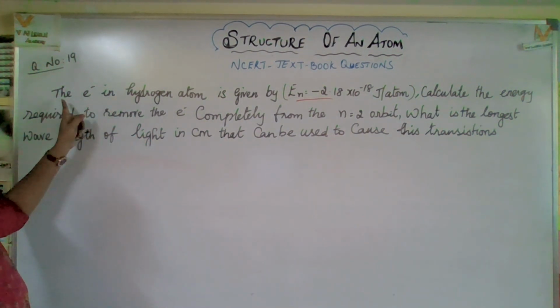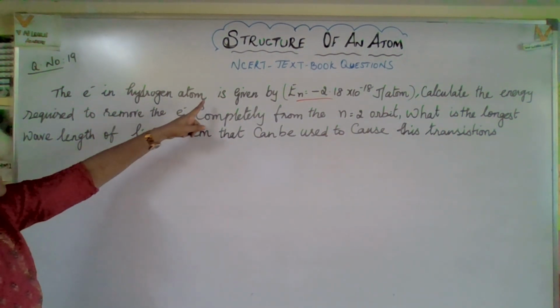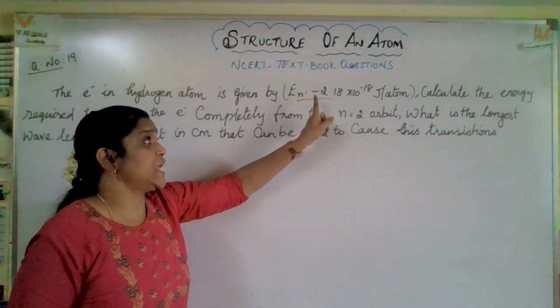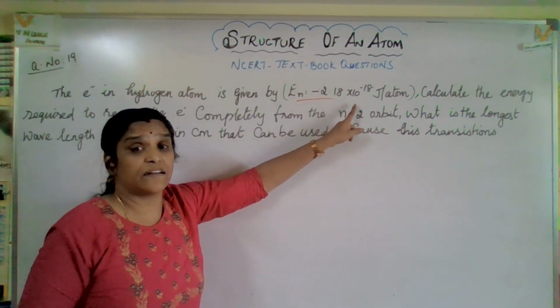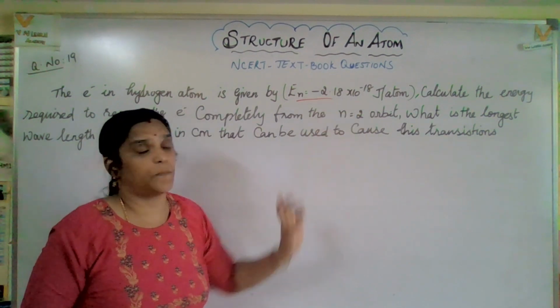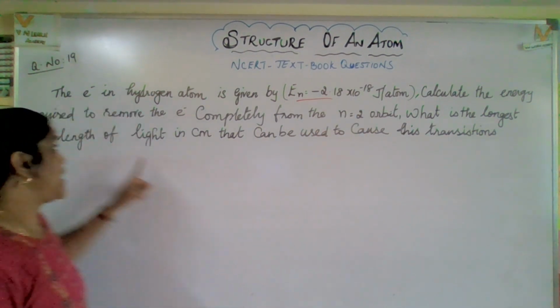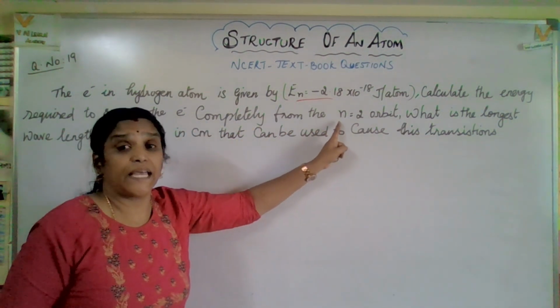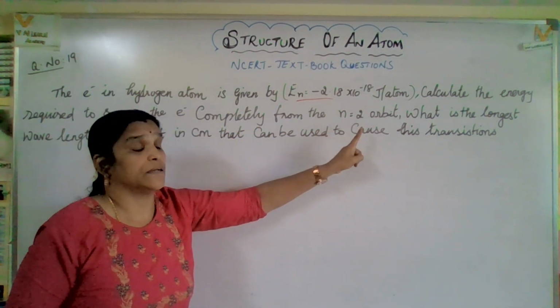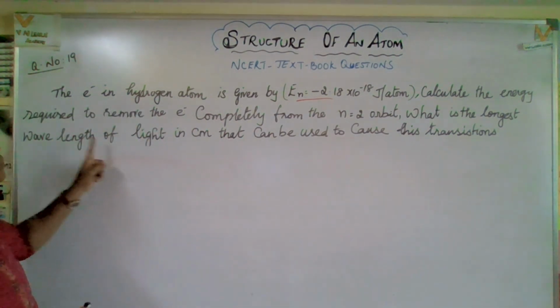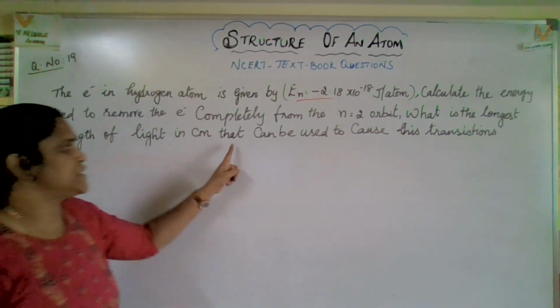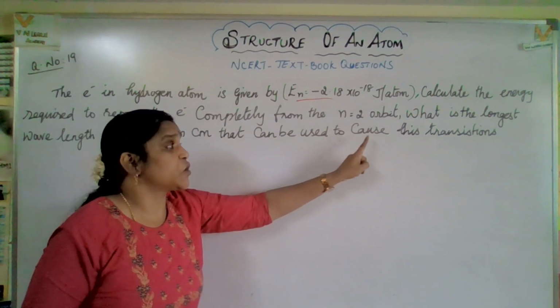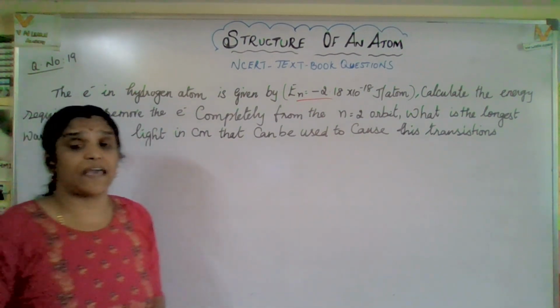Let us watch. The energy in hydrogen atom is given by En equal to minus 2.18 into 10 to the power of minus 18 joule per atom. Calculate the energy required to remove the electron completely from the n equal to second orbit. What is the longest wavelength of light in centimeter that can be used to cause this transition? Two points they have mentioned.